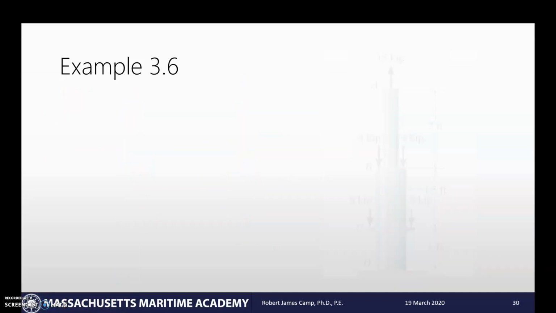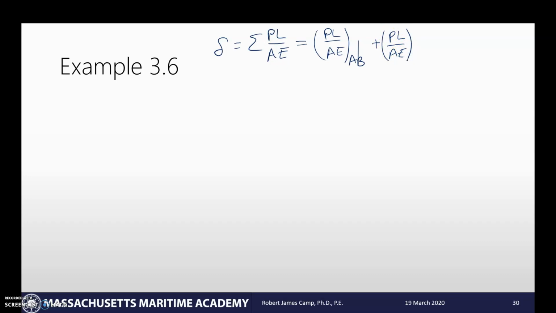Okay. So let's go and actually solve that. Our deformation is going to be the sum of all the PL over AEs. So that's going to be PL over AE of that first section, and that first section that we put together is from A to B. Then we're going to do PL over AE from that second section, and that's B to C. And then finally, PL over AE from C to D.